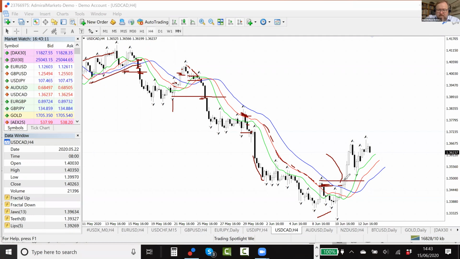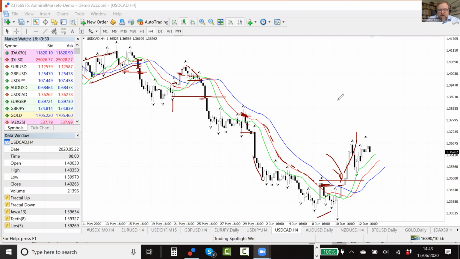Then you have the last up fractal before you can switch sides and trade on the bounce up. So there's quite a lot going on there, but as I said, on 4-hour charts, that's a nice kind of move, as to say you can do that.